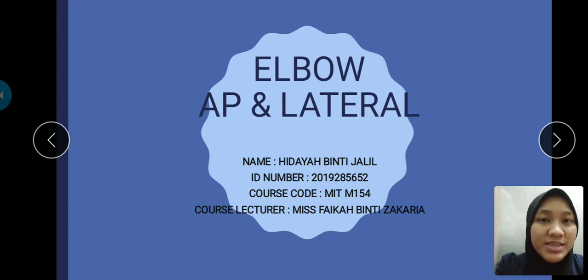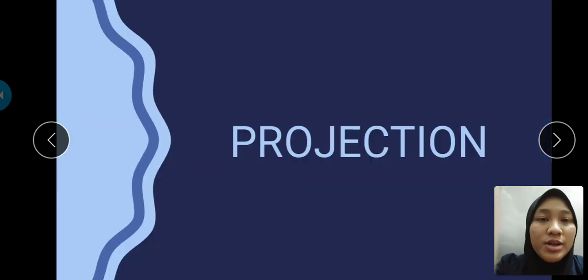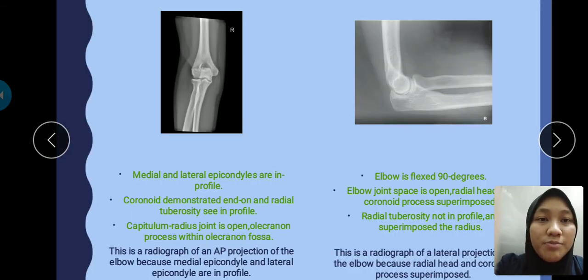So now I'm going to present about elbow, projection AP and lateral. So we continue to the projection for AP. The criteria for AP projection are first, medial and lateral epicondyle are in profile. Second, coronoid process and radial tuberosity seen in profile. And third, capitulum, humeral joint is open, or olecranon process within olecranon fossa. So this is a radiograph of an AP projection of elbow because medial and lateral epicondyle are in profile.